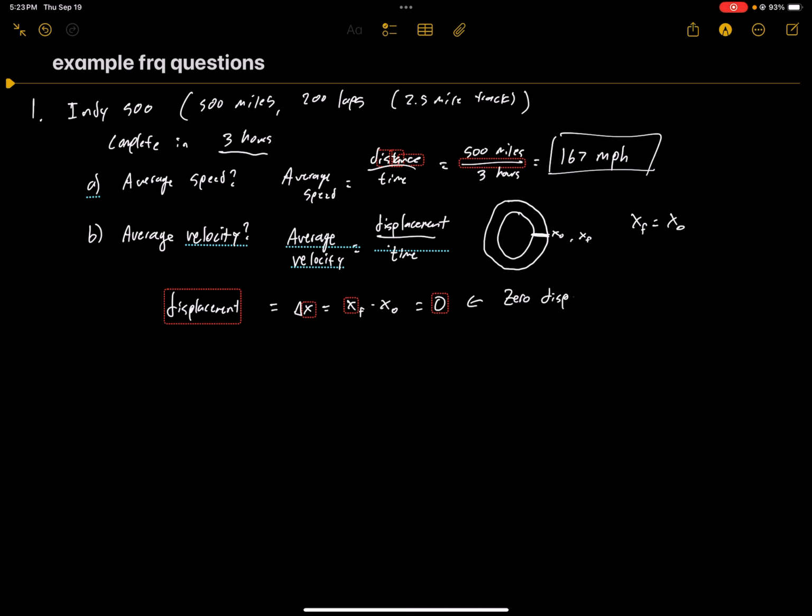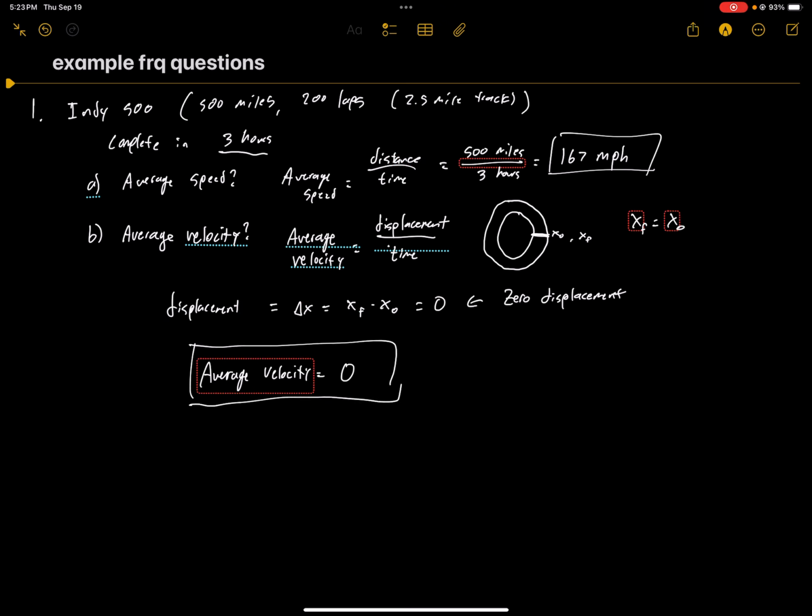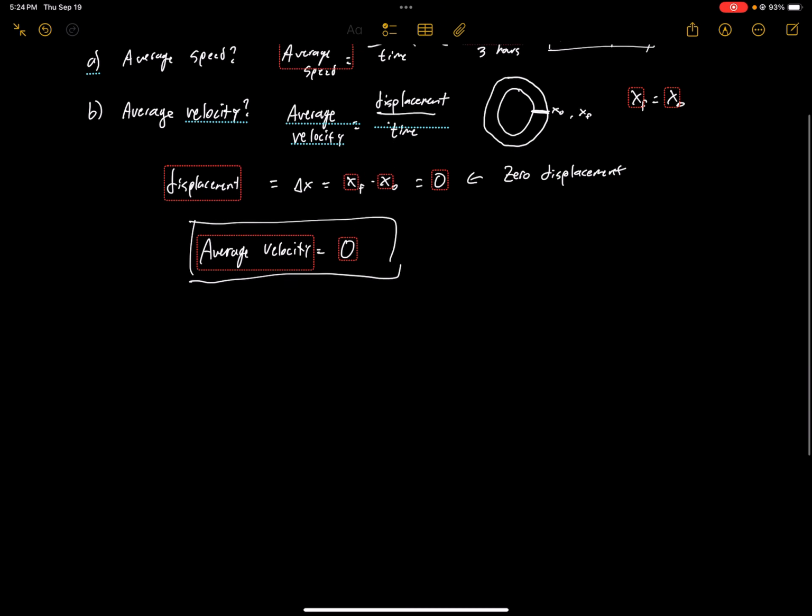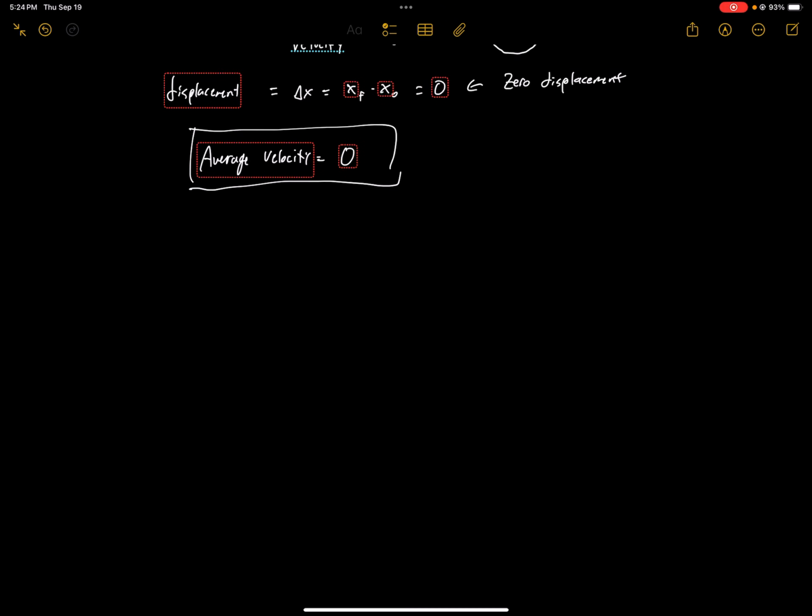So even though I traveled 500 miles, my final position ends up being the same as my initial position. So then the average velocity is actually 0. I end up right where I started. So I have an average speed of 167 and average velocity is 0. All right, so let's move on to another example.